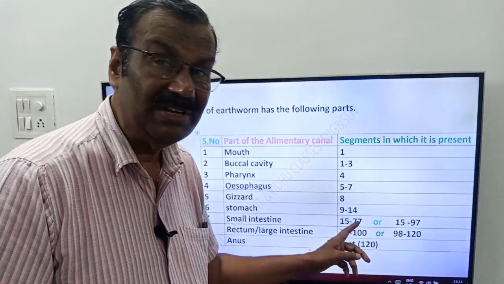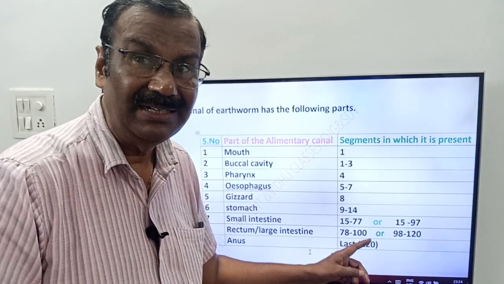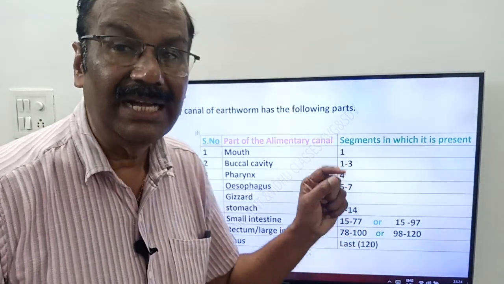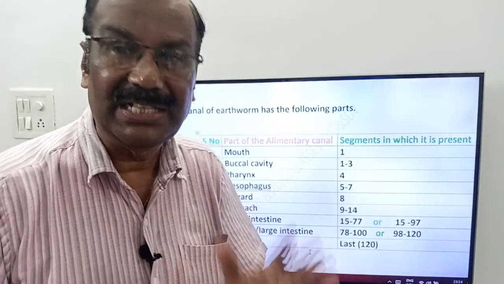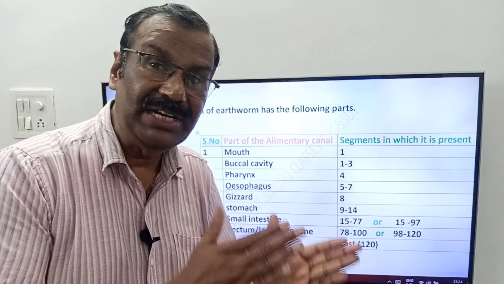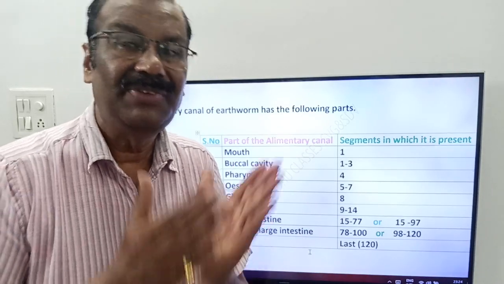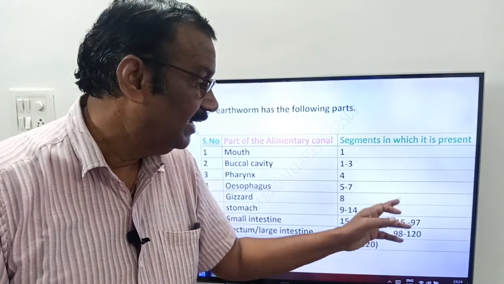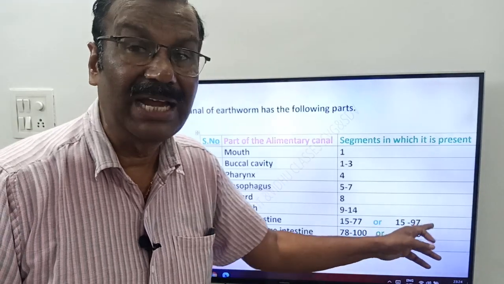It is present up to the 77th segment in an earthworm which has 100 segments. If the earthworm has 100 segments, the small intestine is present from the 15th to the 77th segment. If the earthworm has 120 segments, it is present from the 15th to the 97th segment.